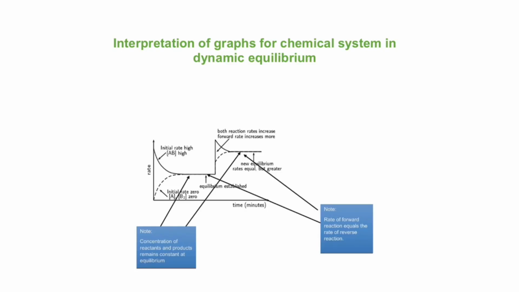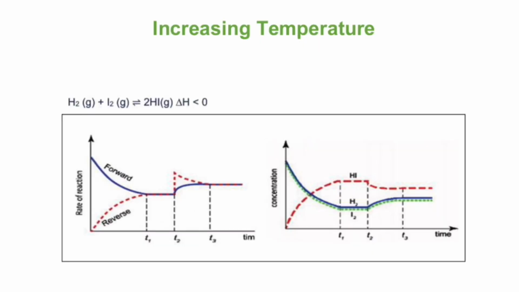Interpretation of graphs for chemical system in dynamic equilibrium. We have talked about the factors that affect chemical equilibrium and explained how that works using Le Chatelier's principle. Now let's see how it looks in terms of graphs. One of the factors that will disturb a state of equilibrium is a change in temperature.